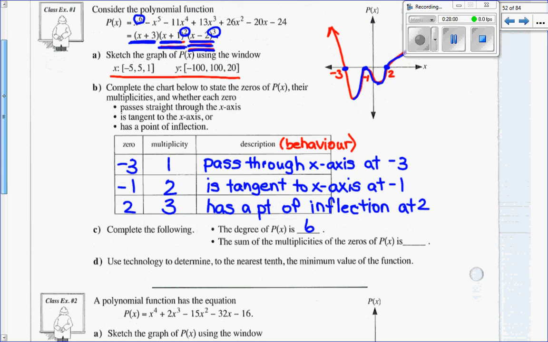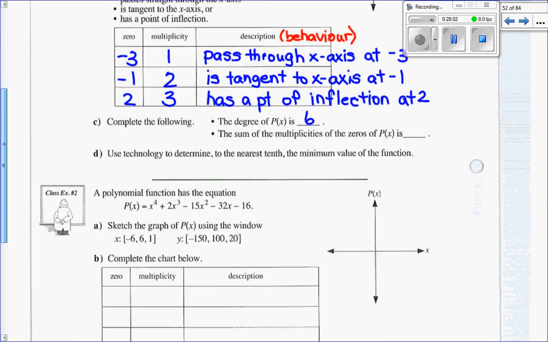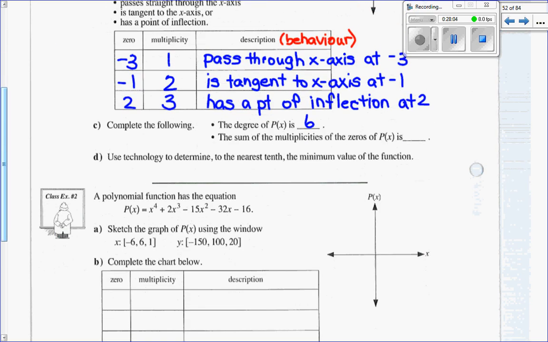It's degree 6. And the cool thing about this is the sum of your multiplicities of the zeros is also 6. Okay, so what that means is if you added up your multiplicities here, 3 plus 2 plus 1, that would give you 6. Okay, so a polynomial function of degree 6 will have 6 multiplicities. If it's degree 3, it will have 3 multiplicities. They will always be the same.